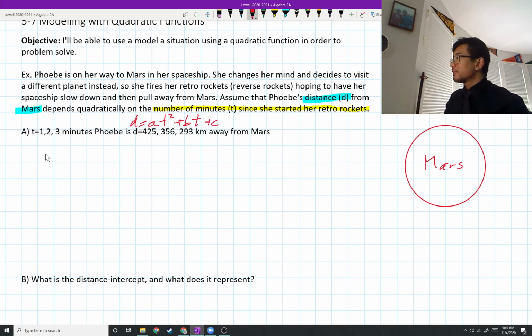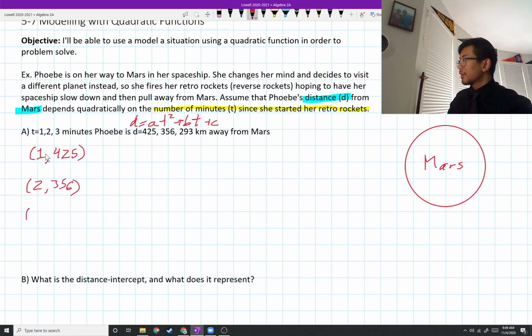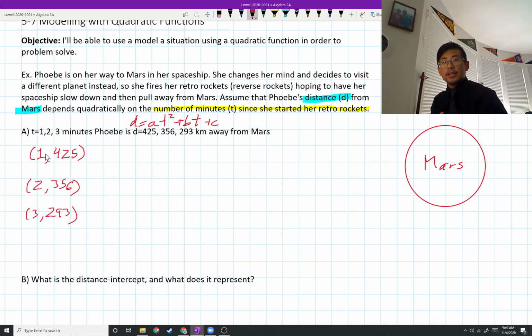Okay, so let's create the points that we know and therefore the equations that we can start with for our system here. So I know at t equals 1, our distance is 425. Our second point is at 2, 356. And our third point is 3, 293. Okay. Again, all I'm doing now is I'm gonna plug these points in as for t and d, and we'll have 3 equations with just 3 unknowns, a, b, and c. So I'm just going to do that real quick and I'll get back to you.